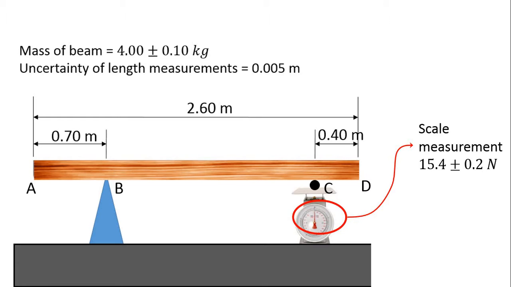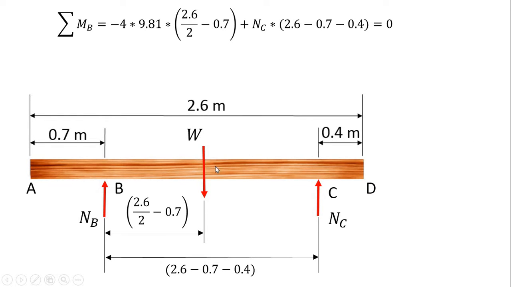Well, to do this, I need a free body diagram to model it. Okay, so I draw a free body diagram of the beam. Here's the weight. This is the normal force from the support at B, and the normal force from the support at C. Here's these given measurements. Now the distance between point B and the weight then is going to be half the distance of the beam. That's 2.6 divided by 2.